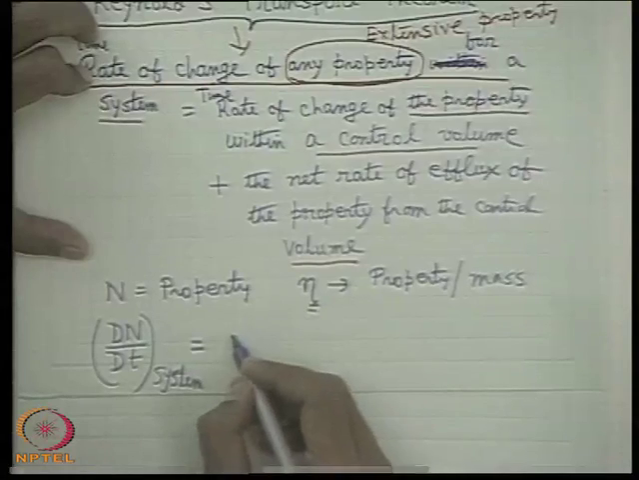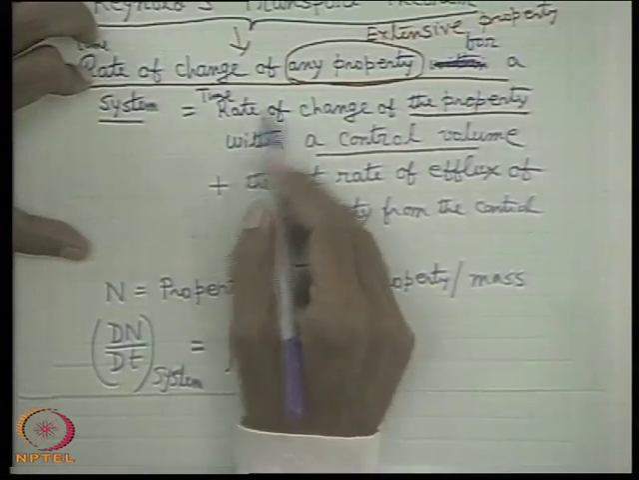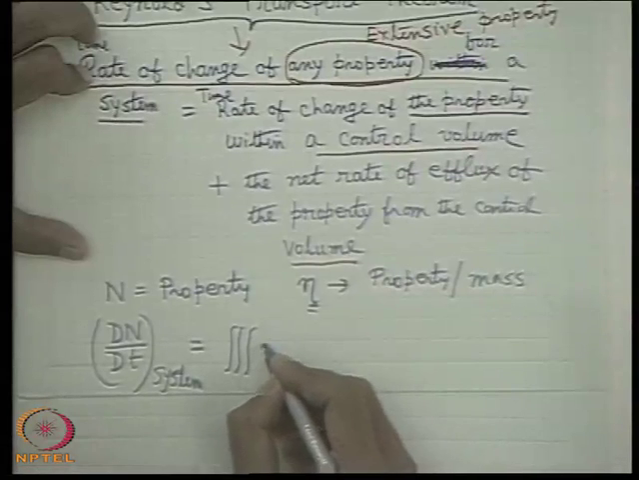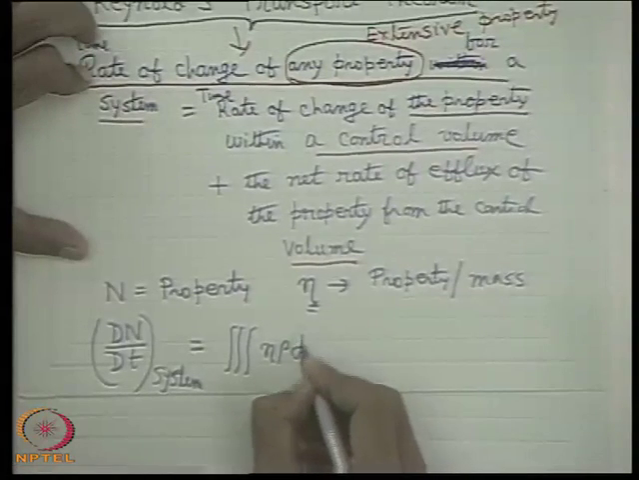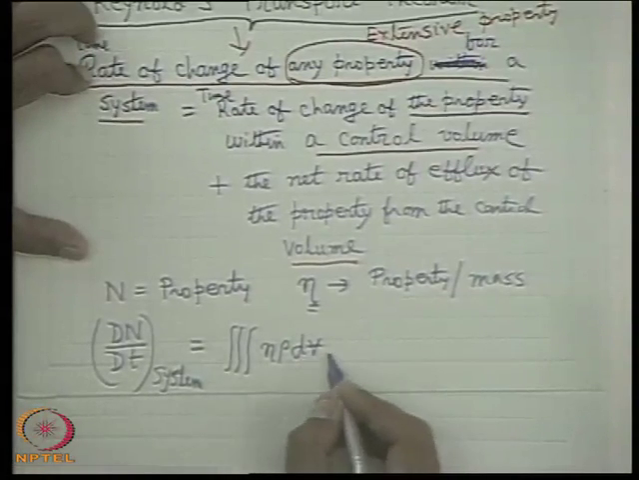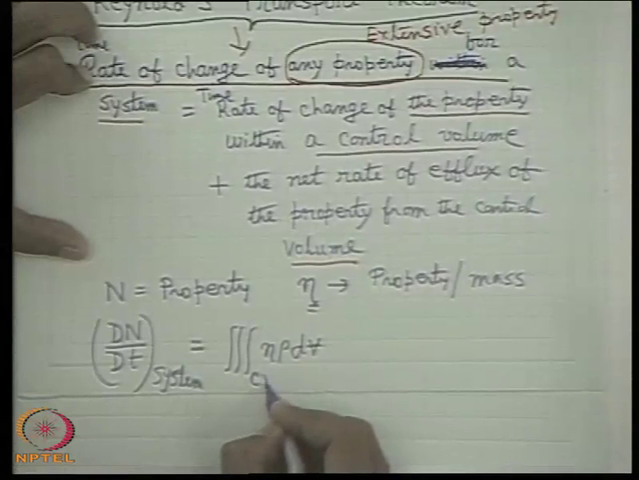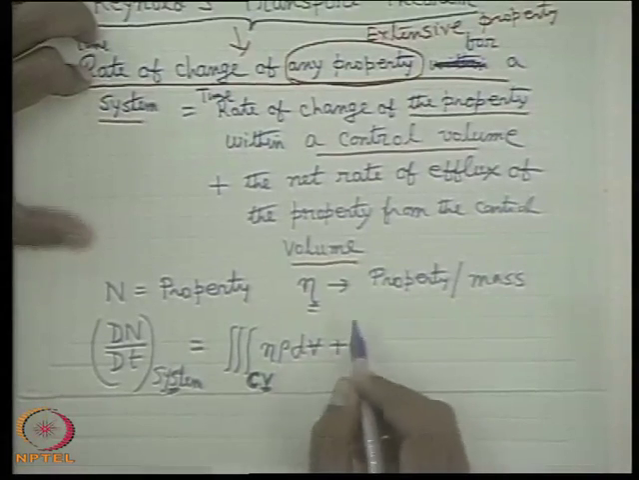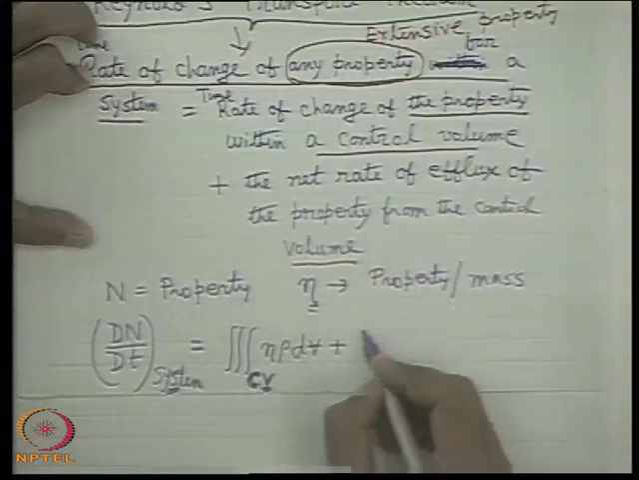If eta is the property per unit mass, this first term on the right hand side can be written as the integral of eta rho dV, a small elemental volume, over the entire control volume. Here I write specifically CV, not V, because this implies the control volume whereas V implies the system, plus the net rate of efflux of the property from the control volume.